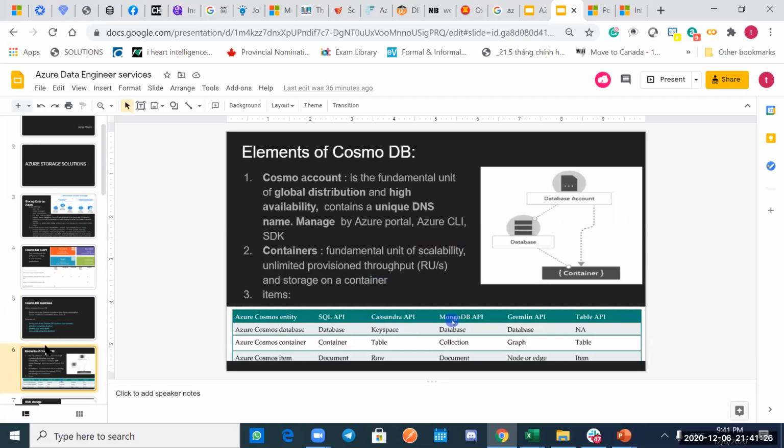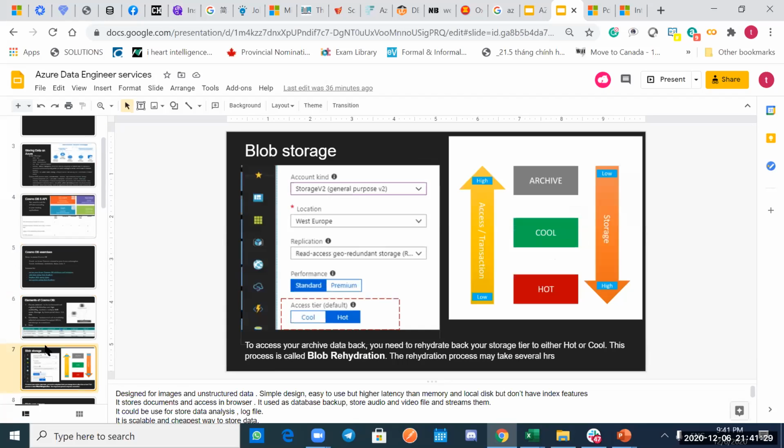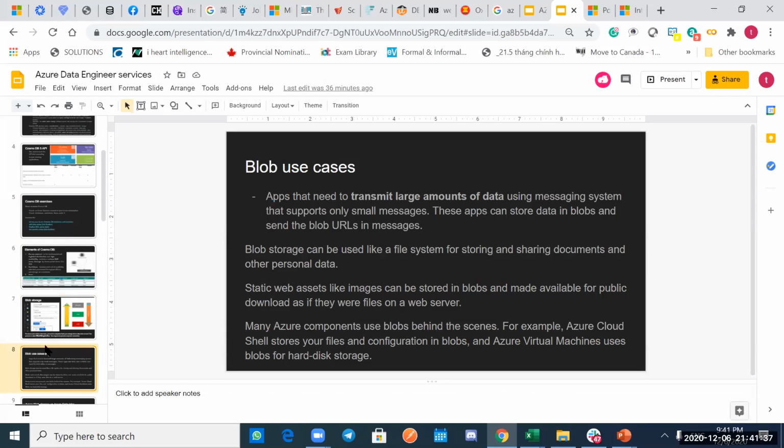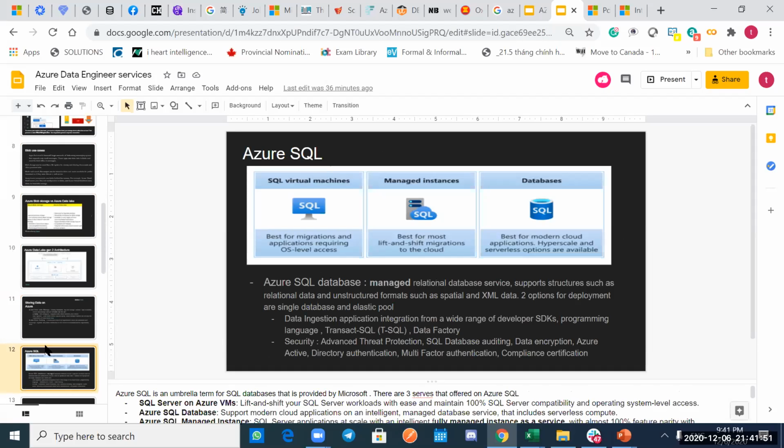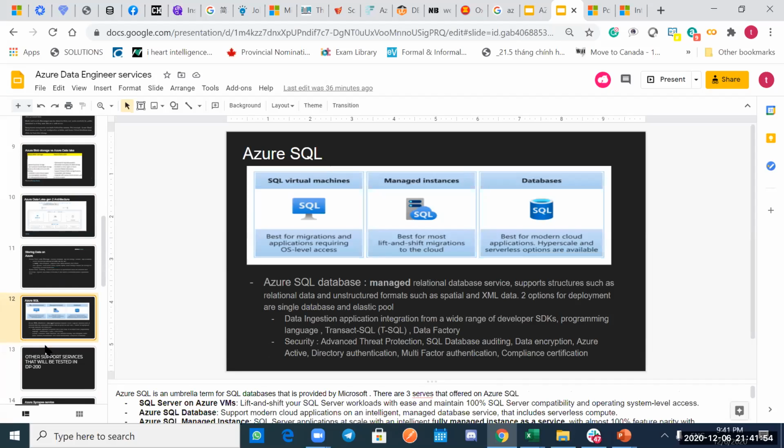We can talk about comparing different APIs, and blob storage is not a huge focus. Remember, in this exam, after November 24th, they made some changes and they will only test on Gen 2 architecture. So just focus your study on this. Azure SQL, so you have three options: virtual machines, managed instance, and database. For this exam, they will be really focused on the database.